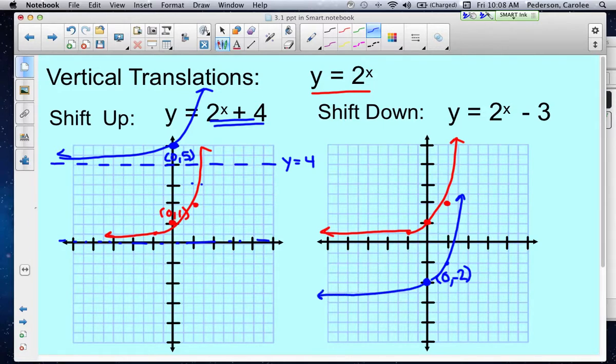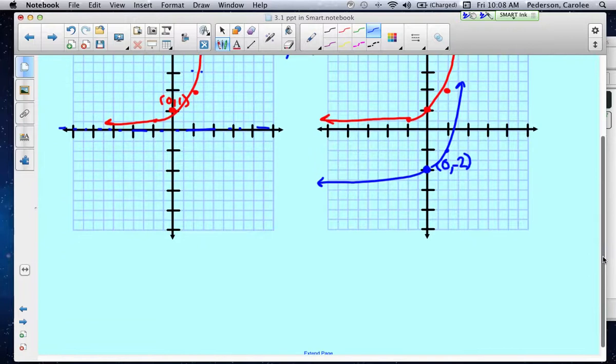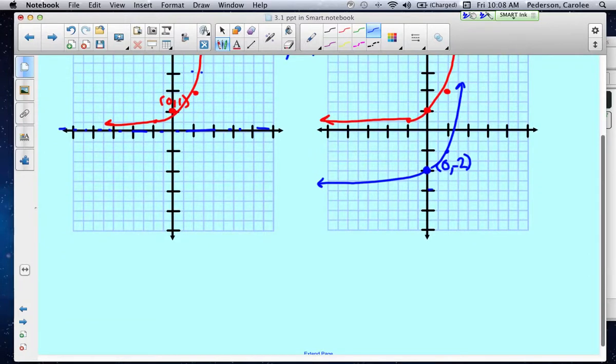So now where's my asymptote at then? Where's the horizontal asymptote at? Yep. So when you're drawing quick sketches without a calculator, focus on the asymptote and the critical point, the y-intercept, and move from there. So that takes care of the shift changes up and down.